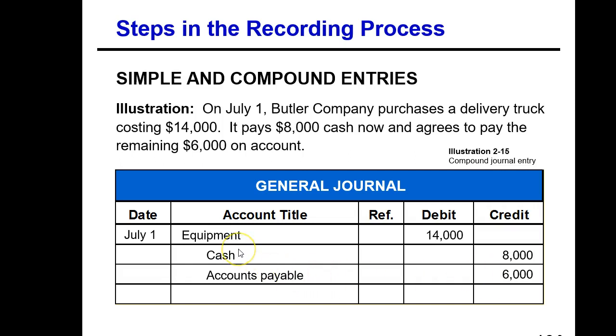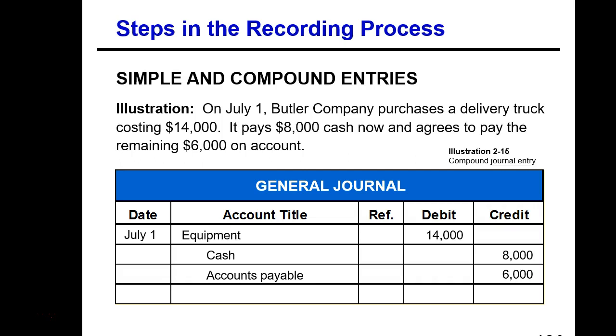If you did accounts payable first and then cash, that's fine, because both accounts are shown on the credit side. It doesn't really matter which account is written first. But notice that there's one account on the debit side, two accounts on the credit side. This is known as a compound journal entry. Compound means you have more than one account on the debit side and/or you have more than one account on the credit side.